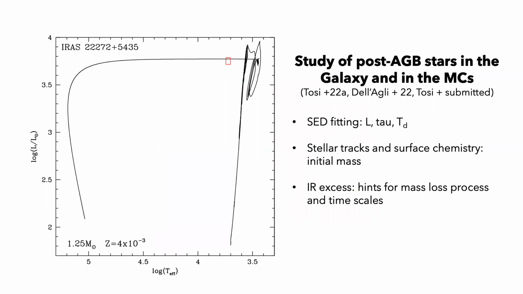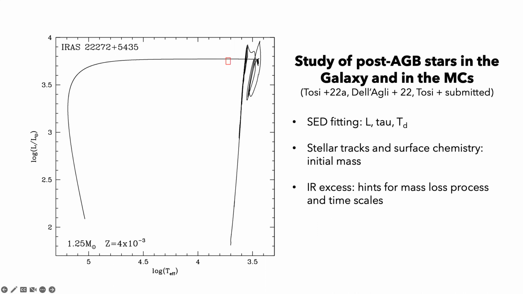What we are doing now is to take the sample of post-AGB stars available. There are stars observed in the Magellanic Clouds, but also in the galaxy. And now with the Gaia data, we can estimate the distances better. So what we do is fit the spectral energy distribution, and from that we can retrieve the luminosity of the stars, the optical depth from the infrared excess, and the temperature of the dust that is still present around the stars. Then we can compare these luminosities with our evolutionary tracks that have been recently extended from the AGB towards the latest phases.